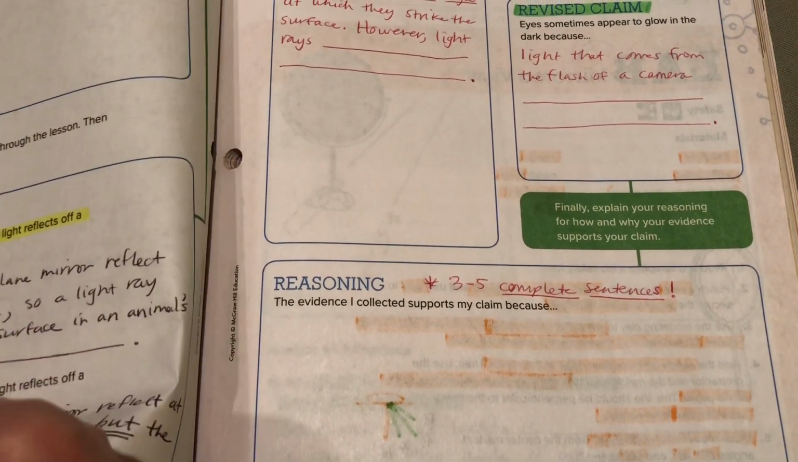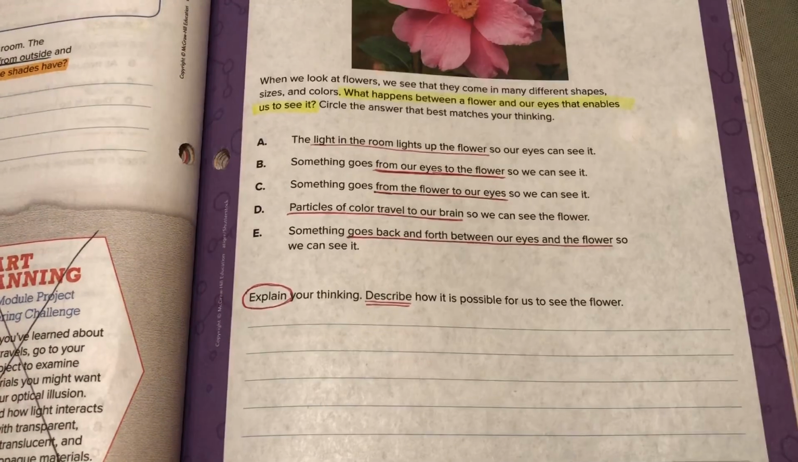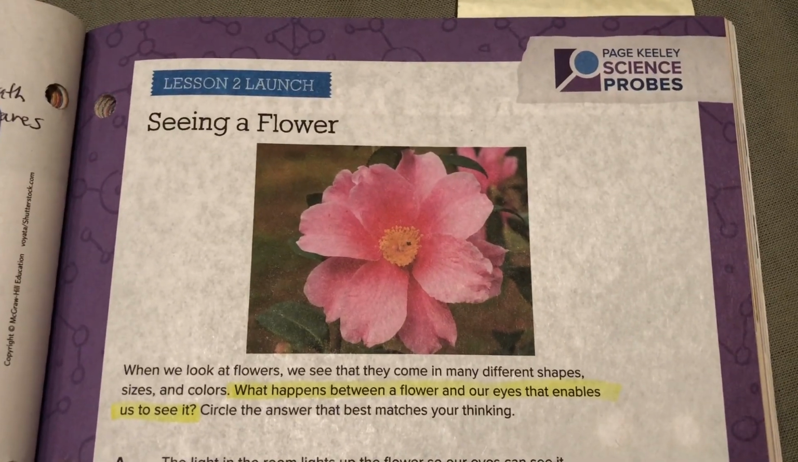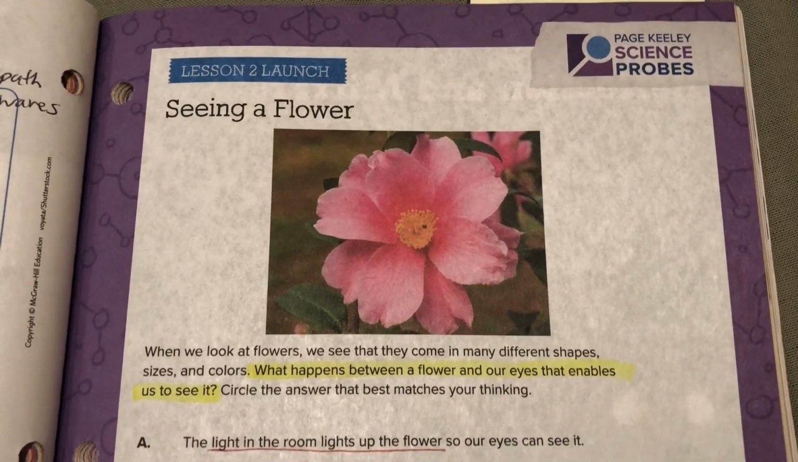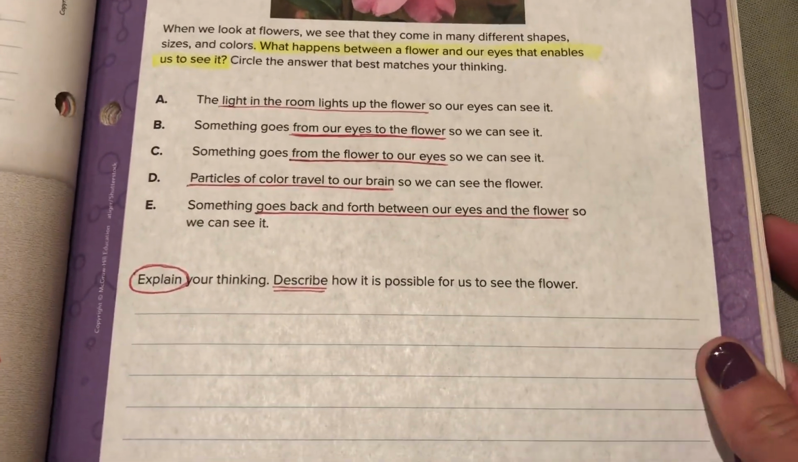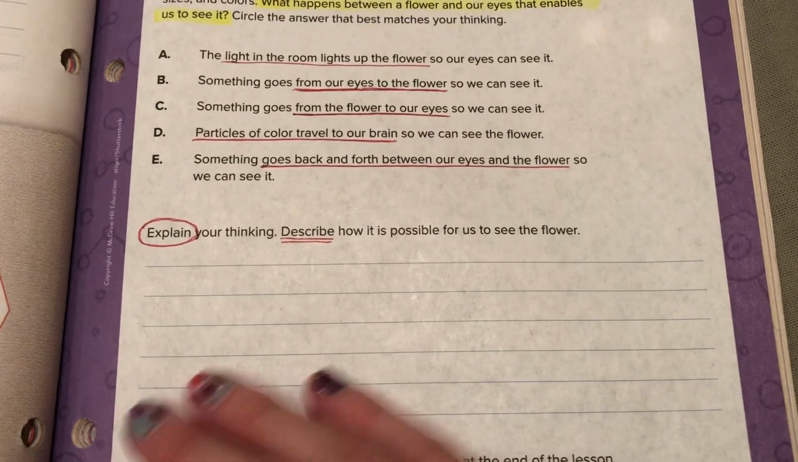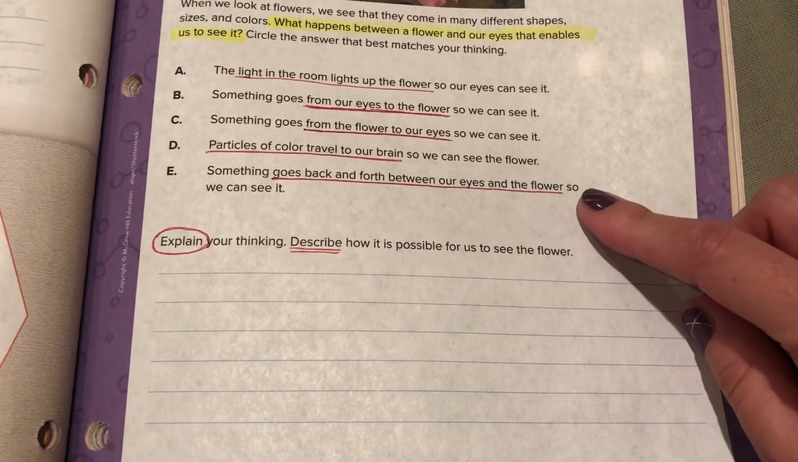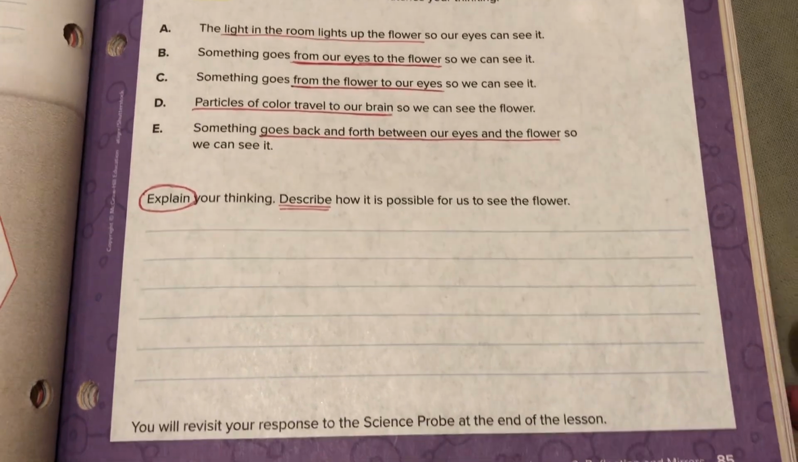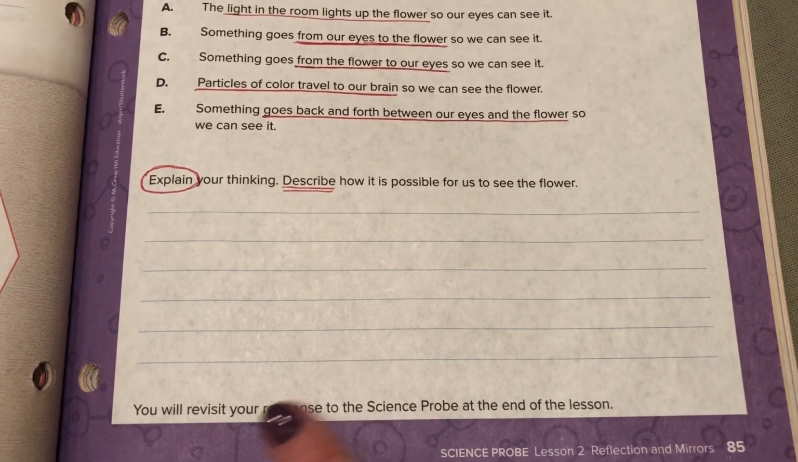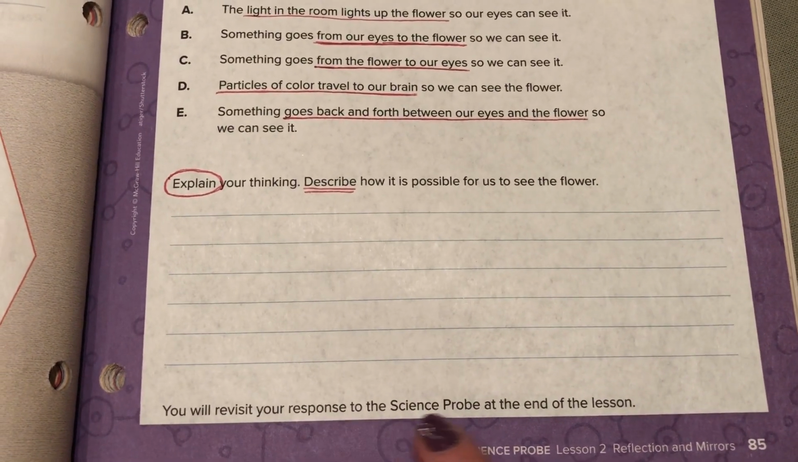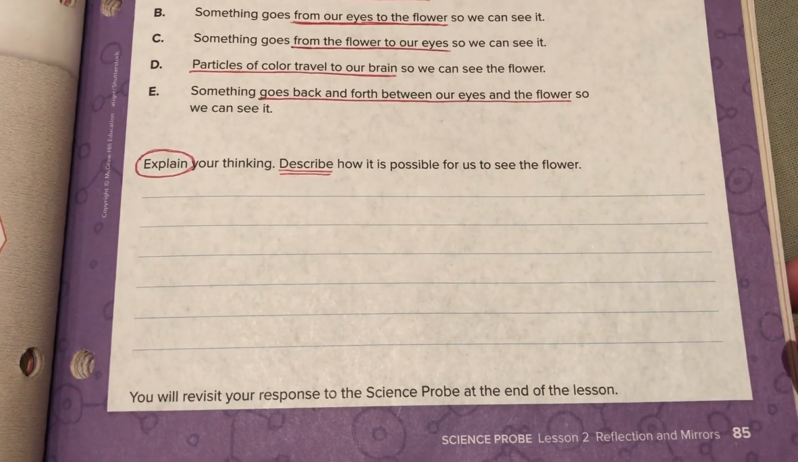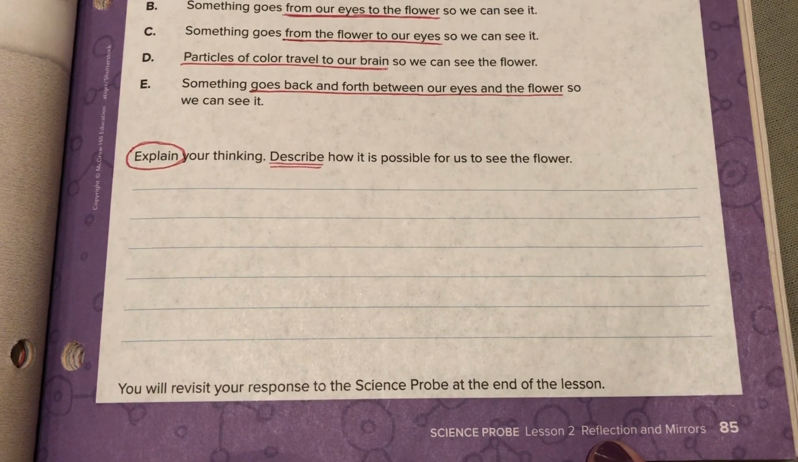And then the other thing that I asked you to do was to go back to our first probe at lesson 2 launch about how you're able to see the colors of a flower, and hopefully you're able to go back and say, oh, yep, I still agree with the one that I chose, or maybe choose another one and explain that. So you're now revisiting your response to the science probe because it is now the end of lesson 2. Where, once again, this is on reflection and mirrors.